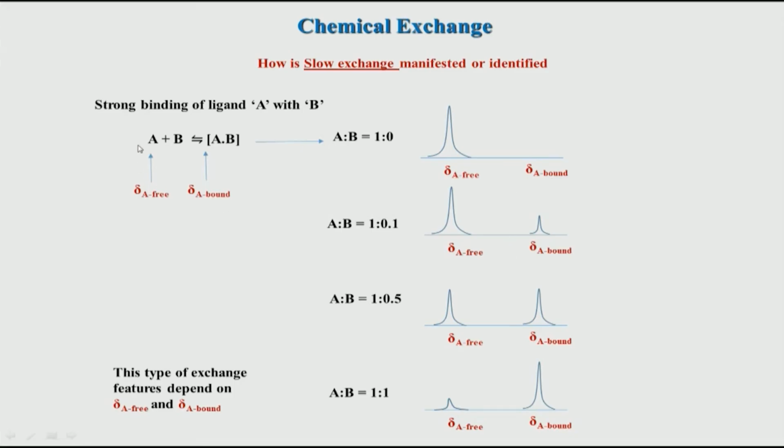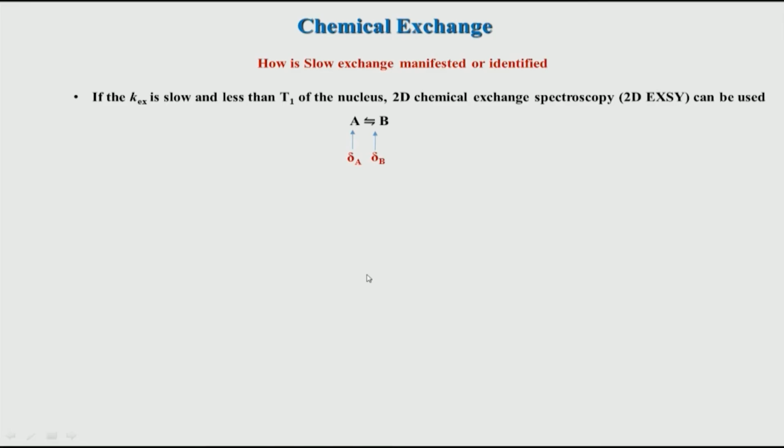But the same binding process can become fast exchange if the chemical shifts are not very far. Suppose these two peaks are very close, then we cannot say that it is slow, because the difference in the chemical shift now becomes less compared to the exchange rate, and that will become a fast exchange scenario. So, that is what we will see in the next example, how fast exchange works.